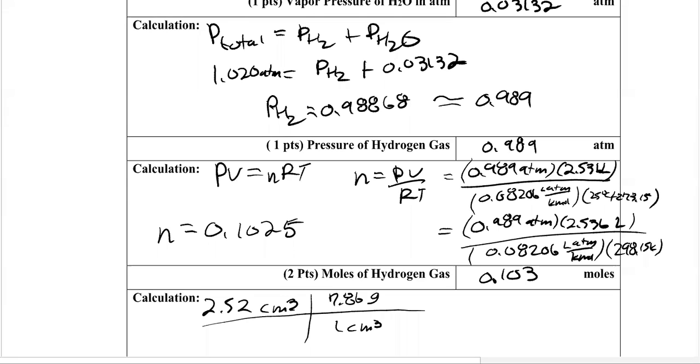Now, to get from our grams of iron to our moles, we just need to use our molar mass: 55.845 grams of iron per 1 mole of iron. This will tell us how many moles of iron we put in from the very beginning. So 2.52 times 7.86 divided by 55.845. So we get 0.3547 moles of our iron.